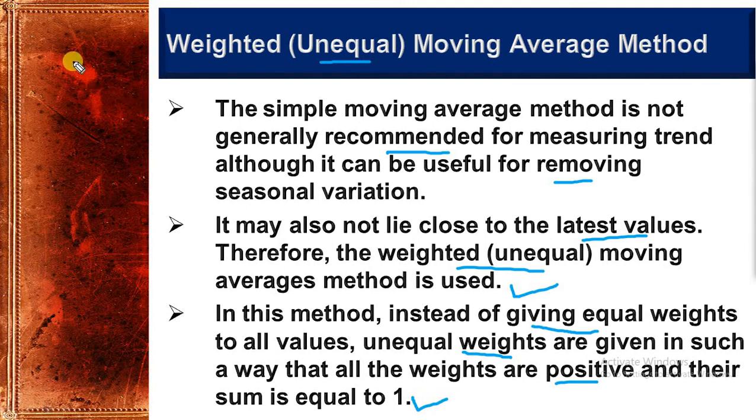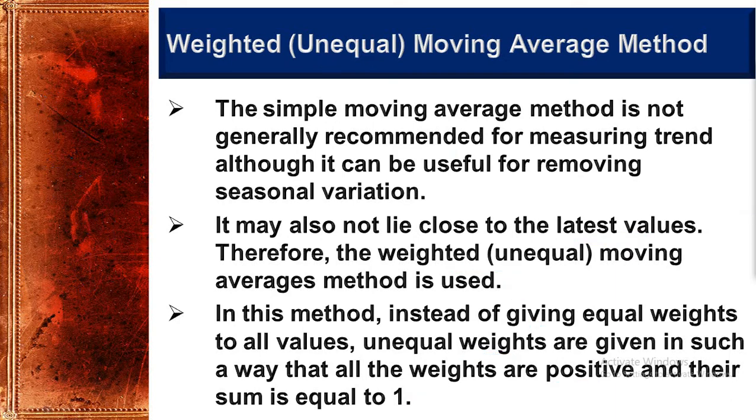So how is that going to happen? Imagine you have 6 observations in the problem. You will give 1 by 6 for the first observation, 2 by 6 for the second observation, 3 by 6 for the third observation, and so on. For each observation you will give the weight as I have given here. When we add all these weights, it must be equal to 1. That is the logic in the unequal moving average method.